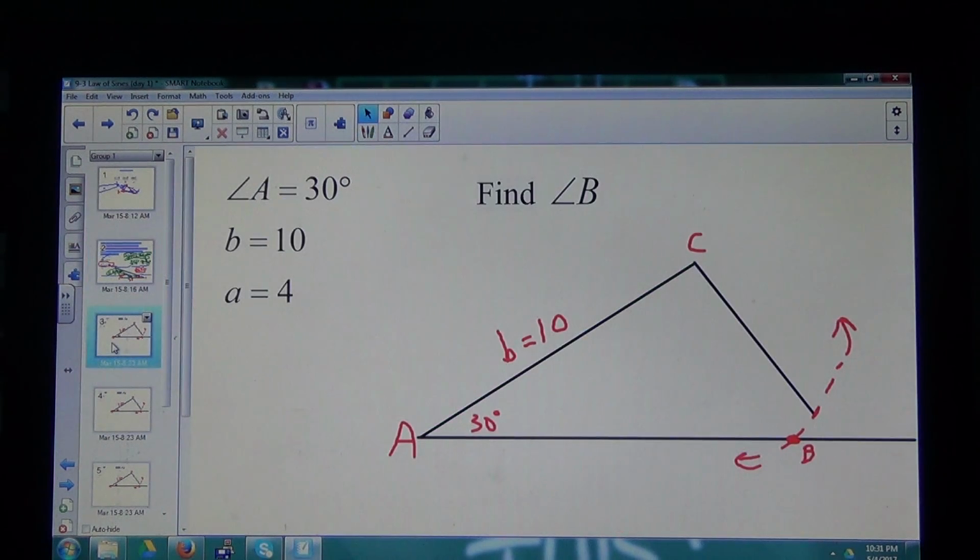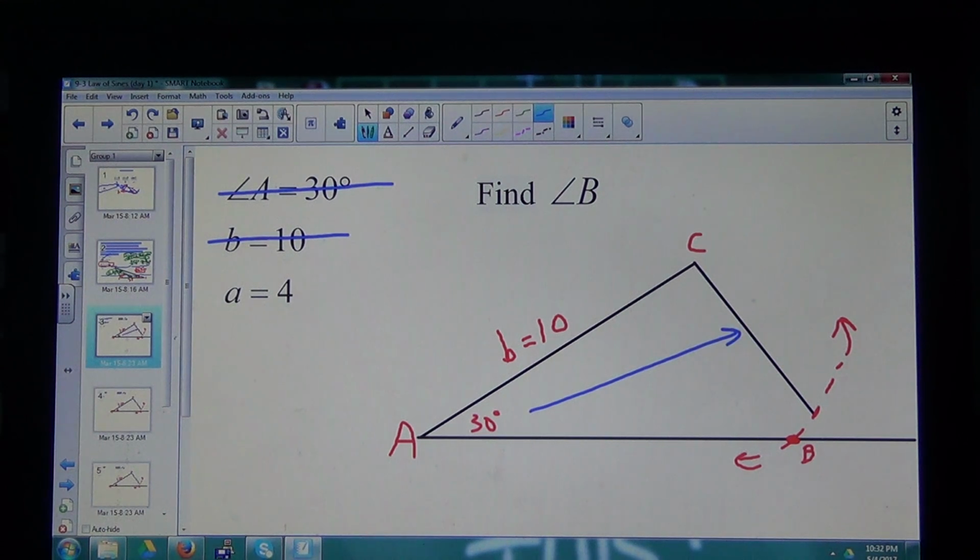Law of sines. Alright, so here's the information that I am given. I have B equals 10, A equals 30. Let's label what I know. So I have A equals 30, done with that one. I have B equals 10, done with that. Little a equals 4. Little a would be on which side? Little a is always across from capital A, so that means this side would have to be 4.